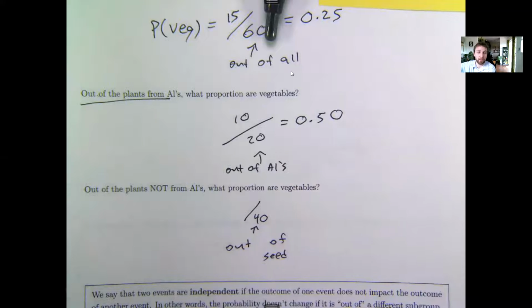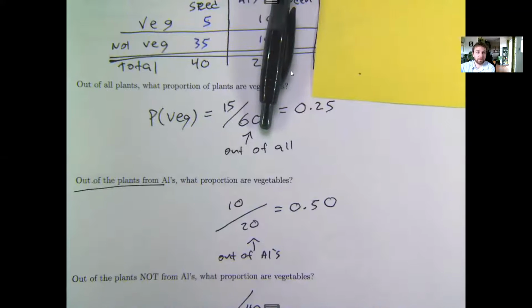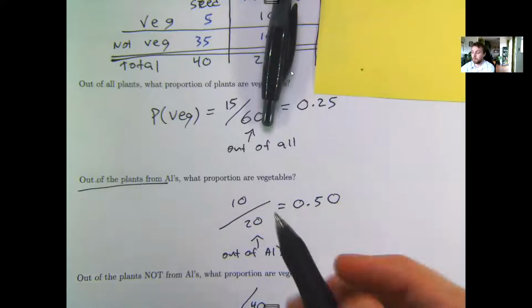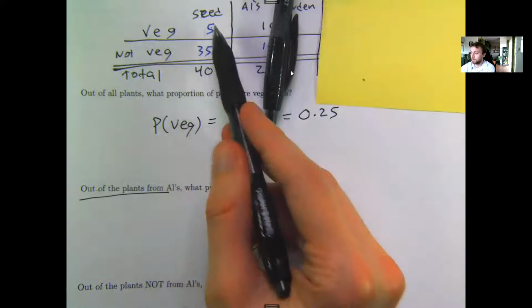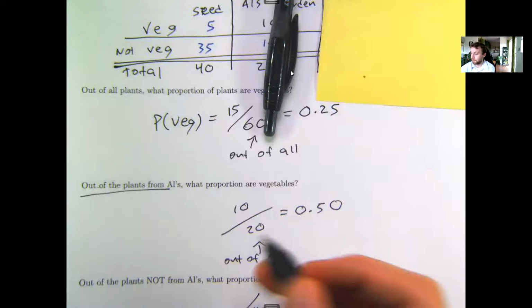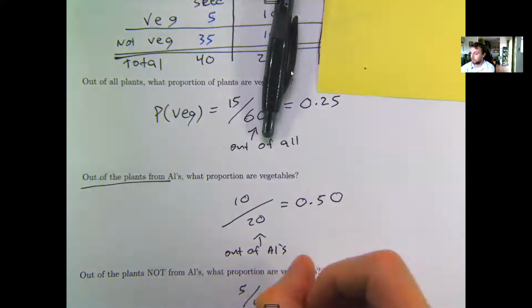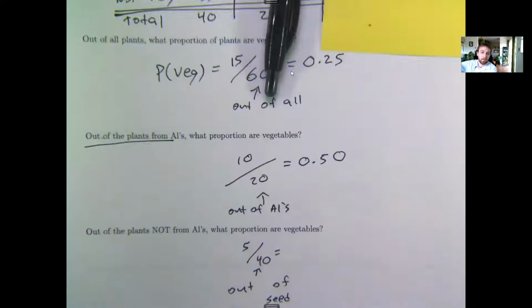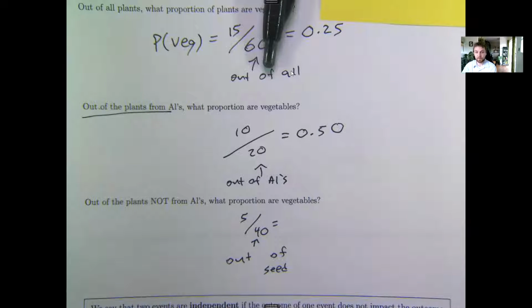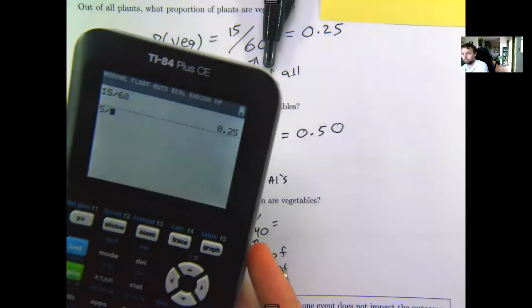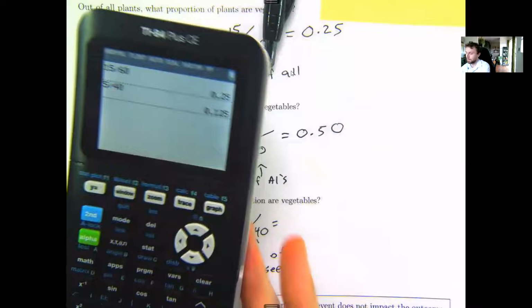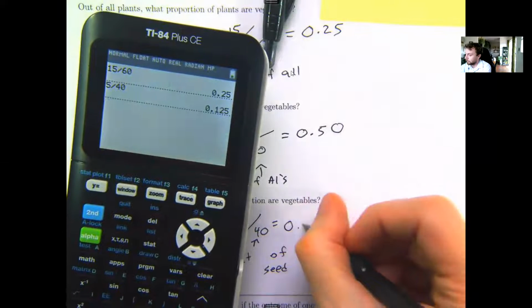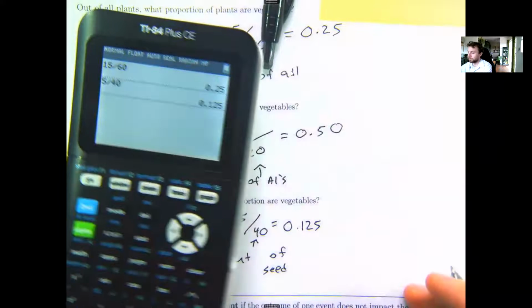Inside of that group of 40, I'm going to look back up. I'm looking for vegetable. 5 of the 40 are veg. I'm going to type this into a calculator and see what I get, and I get 12.5%.